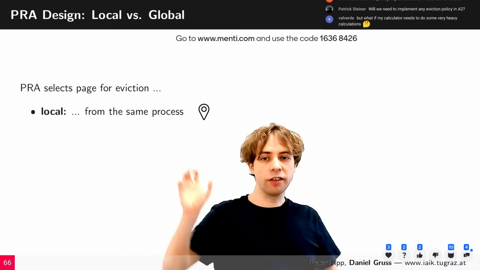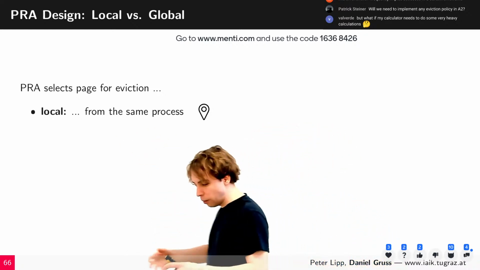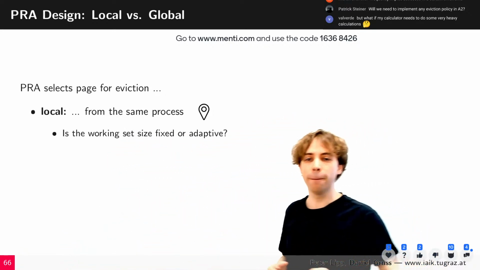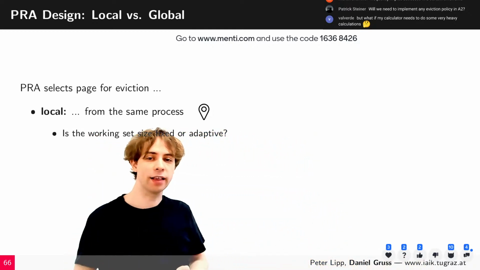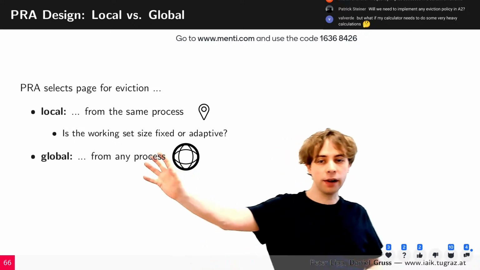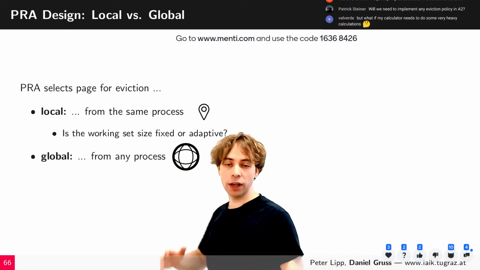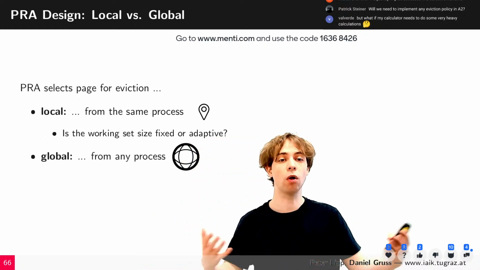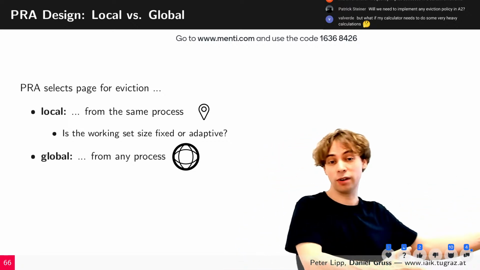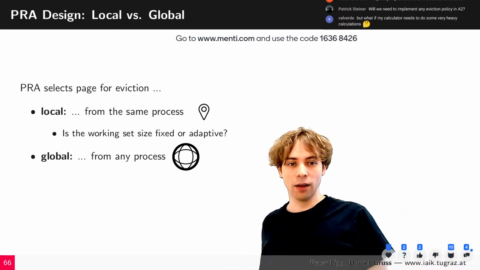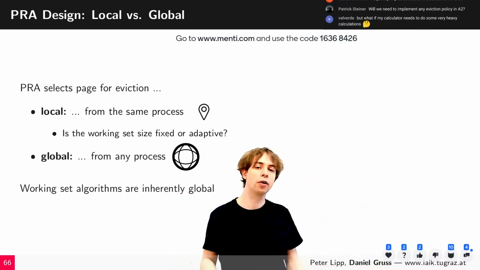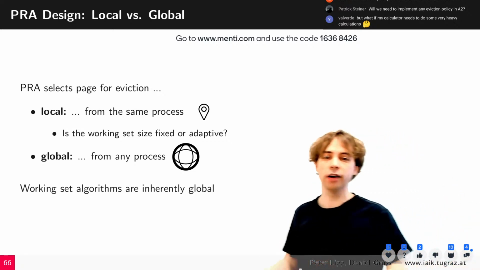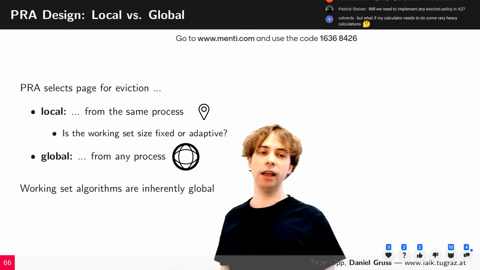So local strategies usually say, well, I only perform this replacement within one process. So I select another of my pages to replace. Then the question, of course, is the working set size fixed or is it adaptive? Or global from any process? You will just say, okay, I need to kick out a page and I want to decide which page is the best candidate globally across all processes, because maybe there's the calculator who doesn't need that page anymore. Working set algorithms are inherently global because they combine this information from all the processes into some global data structure that can then be used to decide which pages to evict.